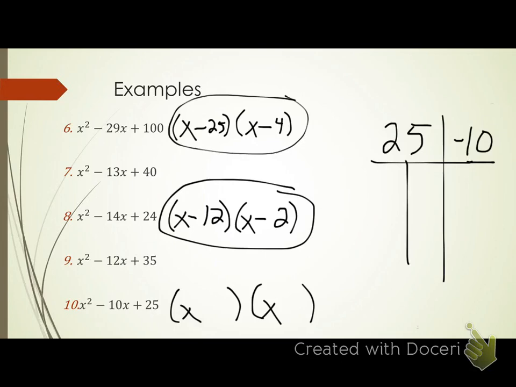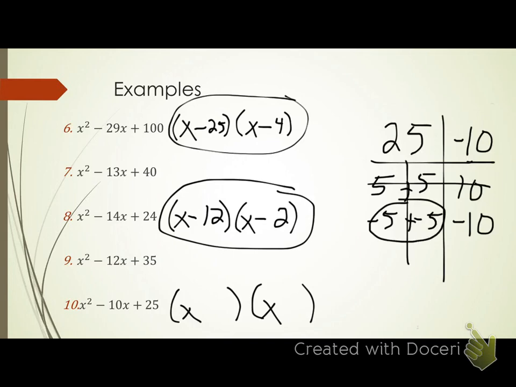5 times 5 does give me 25. What's 5 plus 5? 10. Is that the combo I want? No, it's close. Negative 5 and negative 5. Those do multiply to positive 25. What's negative 5 plus negative 5? Negative 10. Is that the combo I want? Yes, it is. What are my two signs going to be in the parentheses? Both negative.